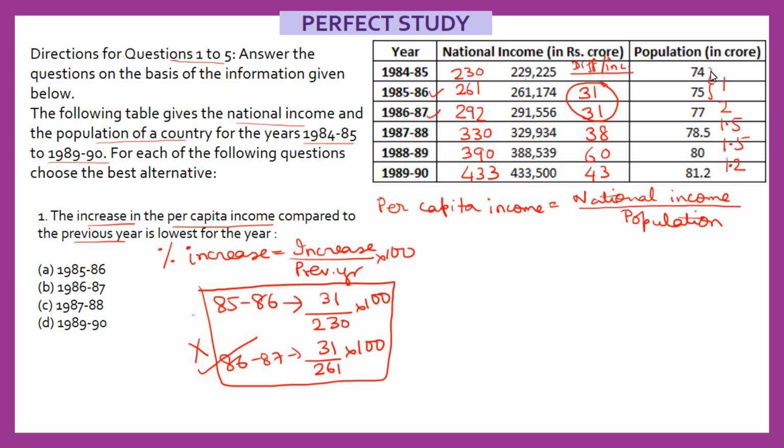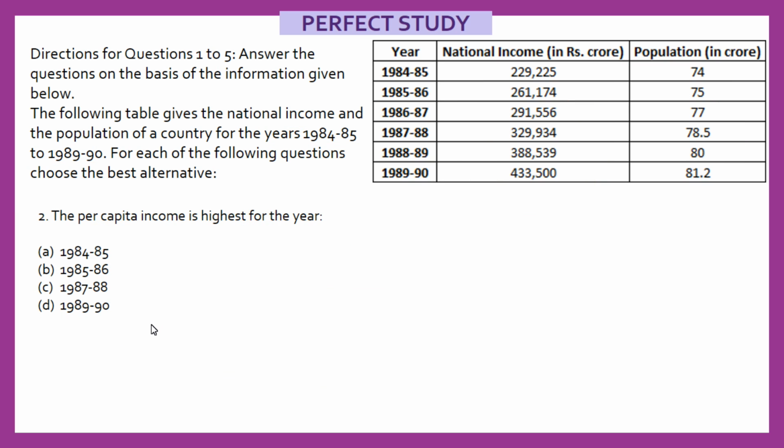The division and all will make sense only if they are asking you to calculate some actual values. But the questions are all based on lowest and highest, so we are supposed to provide the years where it is lowest or highest. We don't need the actual values. If you want, you can also use a calculator and divide it and check the calculation for your satisfaction. You are going to get the same answer. So here our answer is 1986-87. Okay, I hope this is clear. Let's move on to the next one.